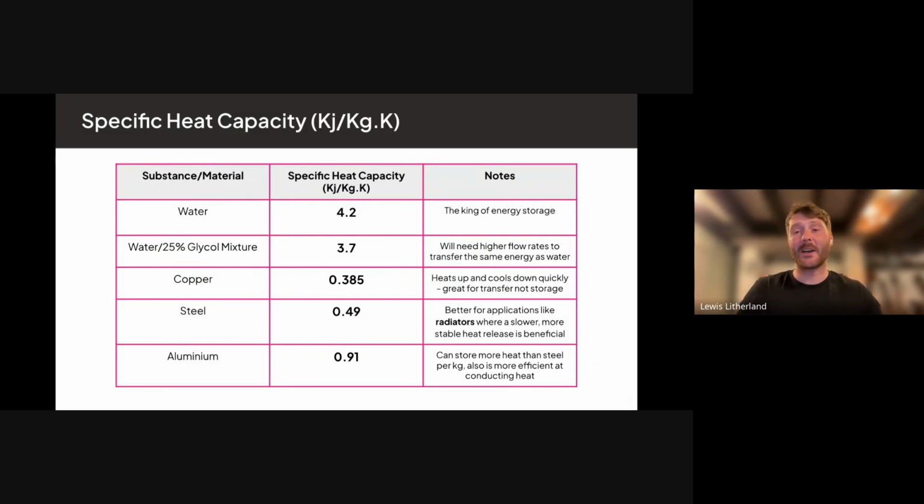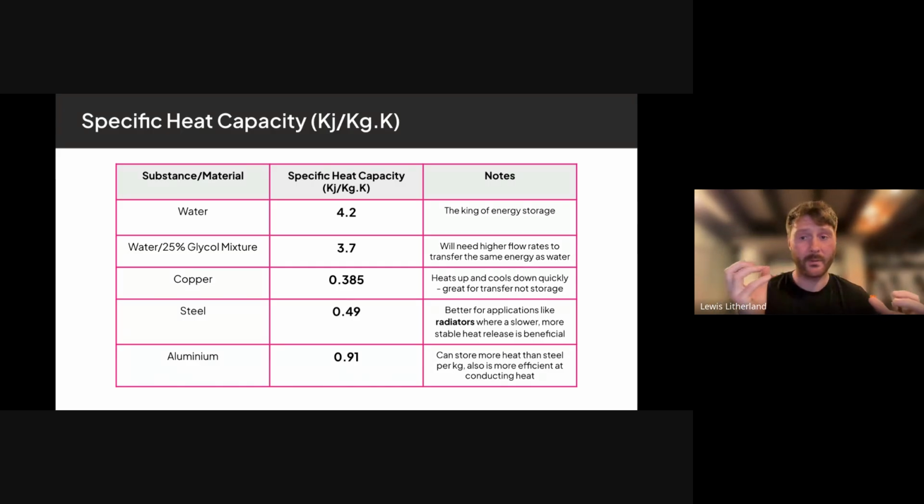Some more examples of common heating substances and materials that we use, just to give you a rough idea about where we're going with this. You don't have to remember these, it's just to give you an overview of what we're talking about. Water is 4.2. Water is amazing. I've called it there the king of energy storage, because it's such a high heat capacity that you can put so much energy into it that you can then use that energy.